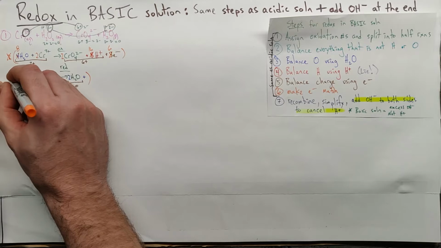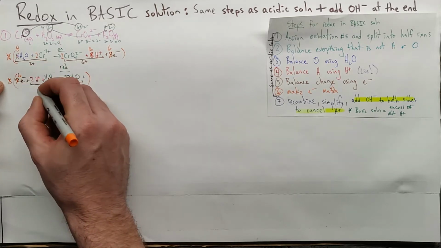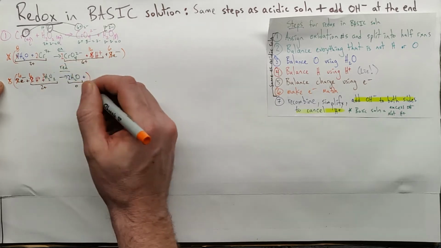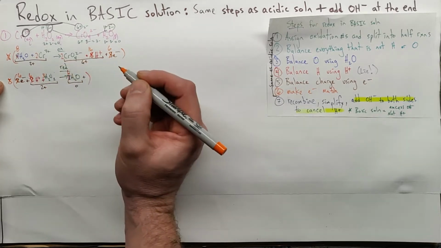Down here, 3 is going to give us the 6 electrons that we need. We're going to have 6 H pluses. We're going to have 3 peroxides, and we're going to have 6 waters.